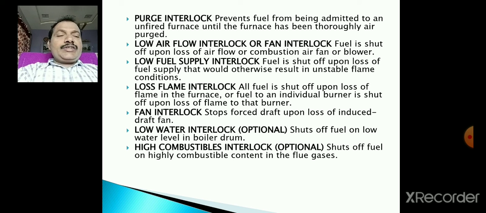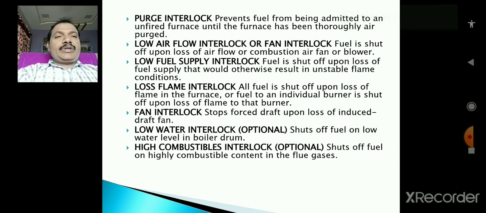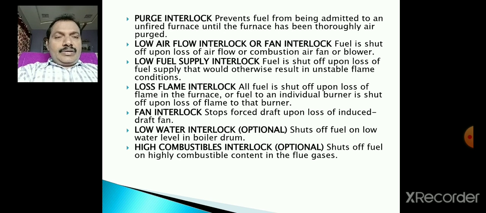So there are different kinds of interlocks we have in the power plant. That is a purge interlock. Next, low air flow interlock or fan interlock. Next, low fuel supply interlock. Next, loss of flame interlock. Next, fan interlock. Next, low water interlock, optional. High combustibles interlock, optional. So these are the different interlocks that can be used in the power plant.